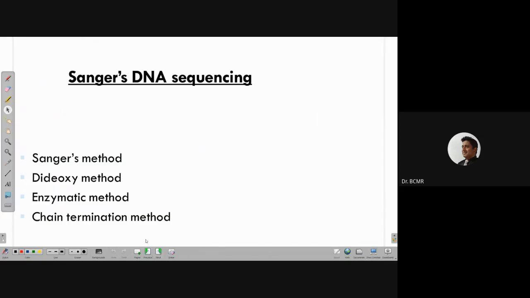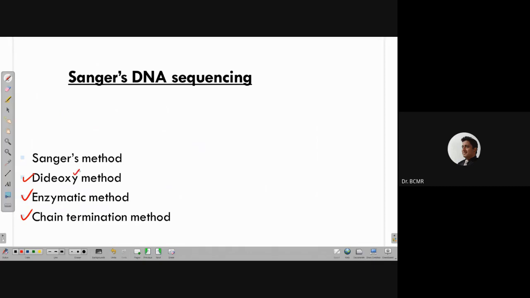The next one is called Sanger's method. I think most of you are familiar with this. I think one of the Nobel Prizes was for Sanger's method. It is also called the dideoxy method, or the enzymatic method, or chain termination method. It's good to remember these names, because in exams, competitive examinations especially, they might ask using any of these terms, and if we didn't know them, we might miss out. So it's okay, they're easy to remember.